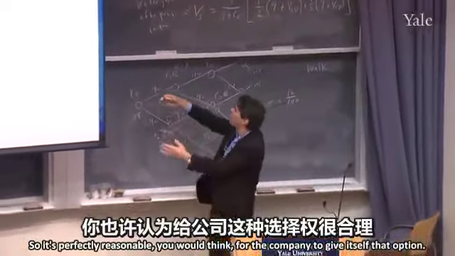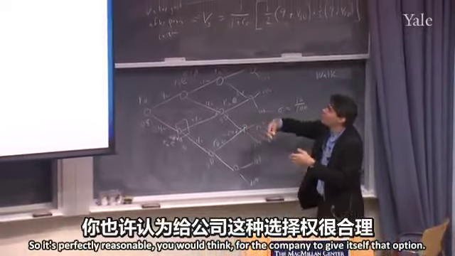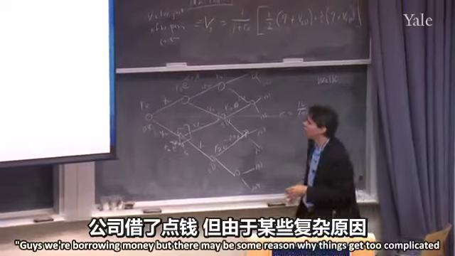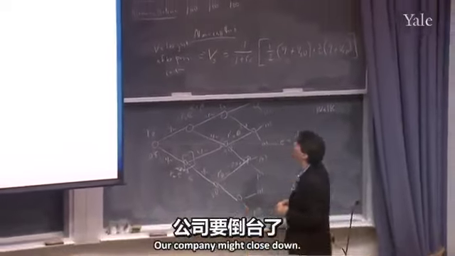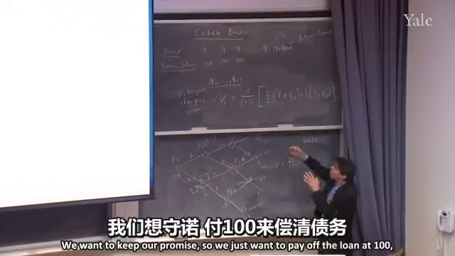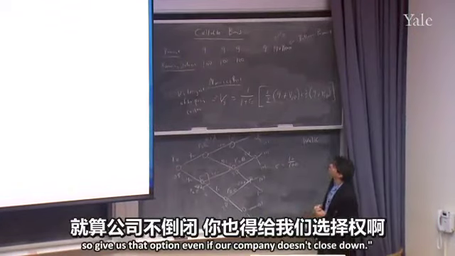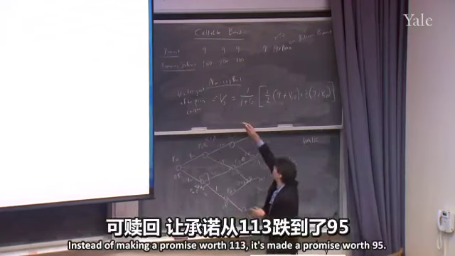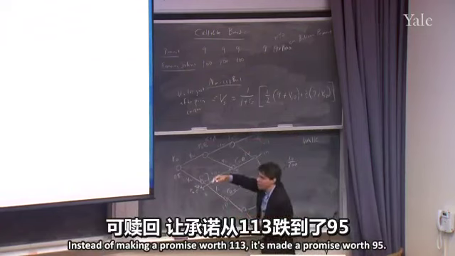So it's perfectly reasonable, you would think, for the company to give itself that option. Look, guys, we're borrowing money, but there may be some reason why things get too complicated. Our company might close down. We want to keep our promise, so we just want to pay off the loan at 100. So give us that option even if our company doesn't close down. Well, the company has just taken an incredibly valuable option. Instead of making a promise worth 113, it's made a promise worth 95.